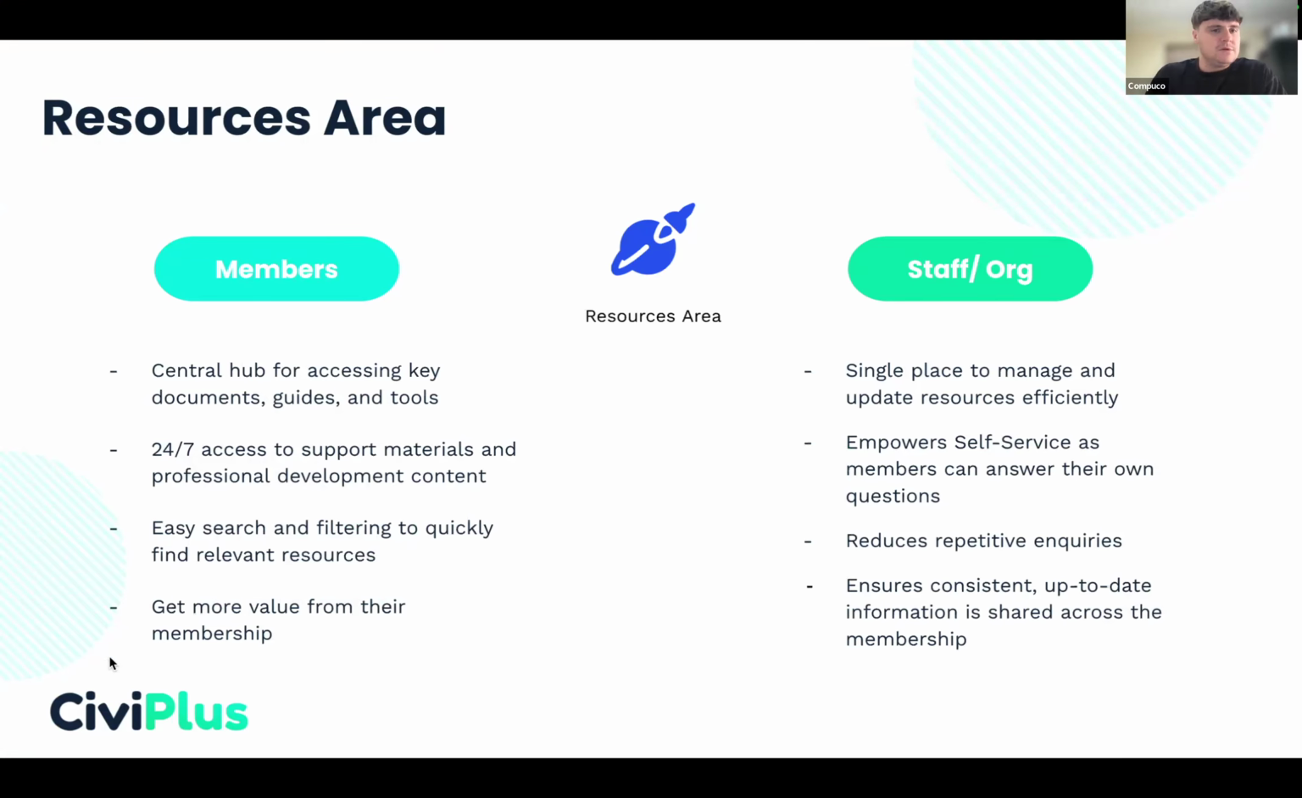So the benefit for the members is it gives them a central hub for accessing any documents, guides, tools, discounts, any kind of resources that you want to publish. It's 24-hour access rather than them having to maybe reach out and wait for a response. They can access it anytime that they want online. It's easy to search and filter. So if they want to look at a particular resource that's relevant to a topic that they're interested in, and they get more value from their membership as well, as they've got centralized resources that are relevant to themselves.